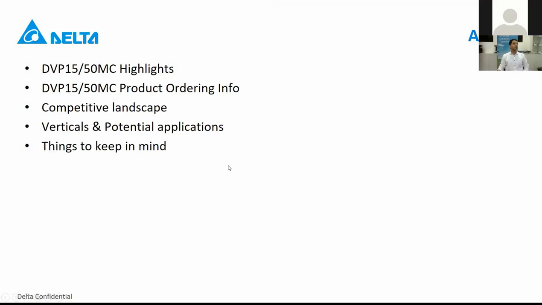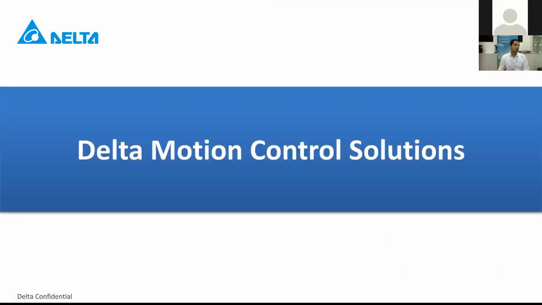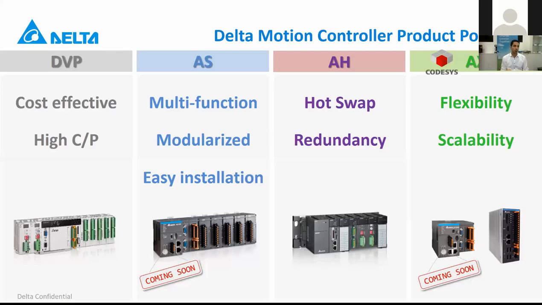Today, first of all, we will talk about 15 and 50 MC highlights and product ordering information, and also the competitive landscape, verticals and potential applications. And we will also have some reminders to keep in mind. Okay. And then we will also focus on CODESYS. Okay, let's have a look at Delta motion control solutions.